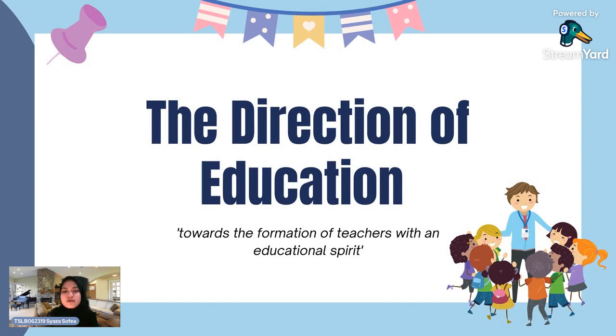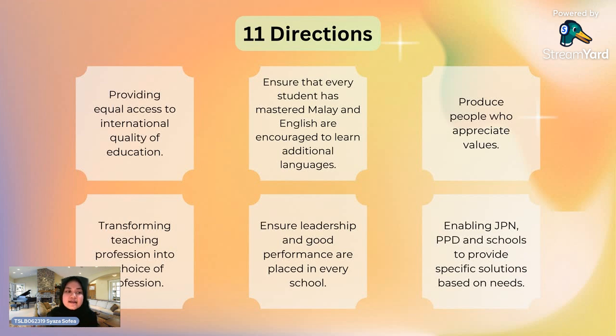Lastly, the subtopic of our presentation today is the direction of education towards the formation of teachers with an educational spirit. To achieve the desired aspiration, PPPM has outlined 11 directions. Each shift must impact at least one of the 5 outcomes of the system. So the first direction is to provide equal access to international quality of education. Ensure that every student has mastered Malay and English, and is encouraged to learn additional languages. Third one is to produce people who appreciate values and transforming teaching profession into a choice of profession.